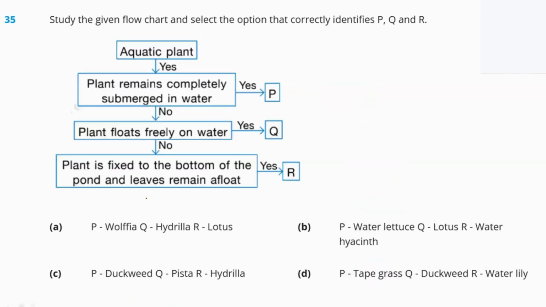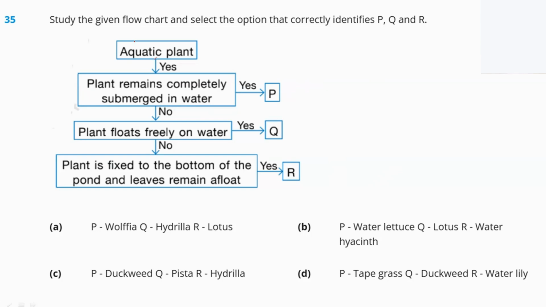And the final question we have is: study the given flowchart and select the correct option which identifies P, Q, and R. In such questions, you have to start from the top, from the aquatic plant. Does the plant remain completely submerged in water? Yes, it is P. If no, then does it float freely on the water? If yes, it is Q. And if this is also no, then the plant is fixed at the bottom of the pond and the leaves remain afloat, which means the leaves keep floating.